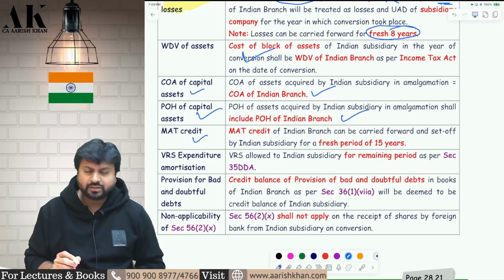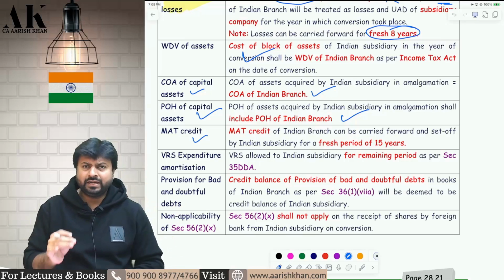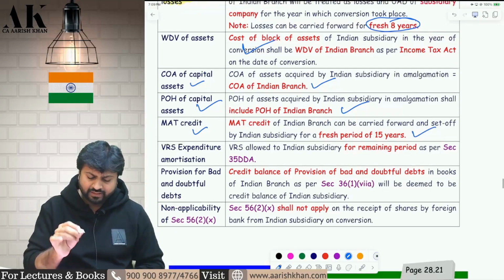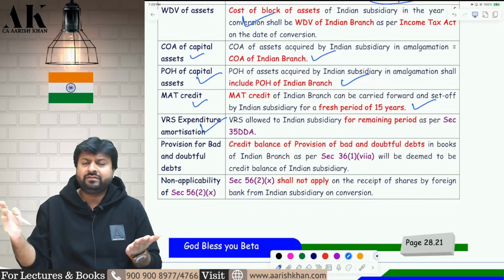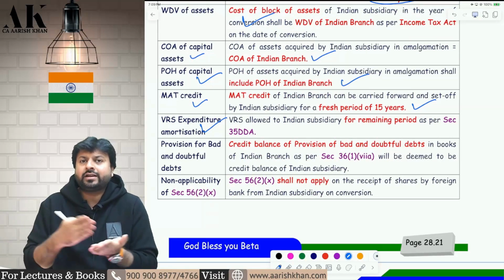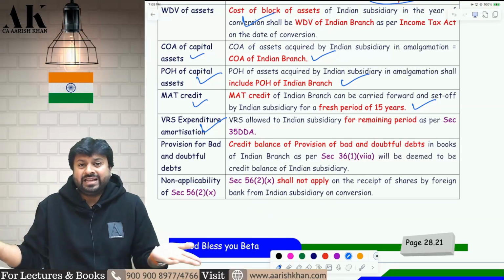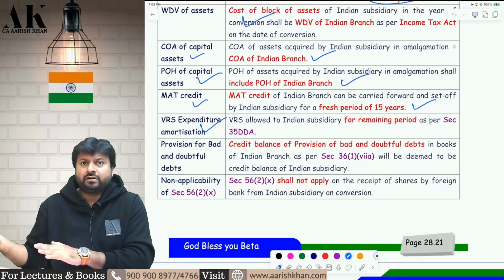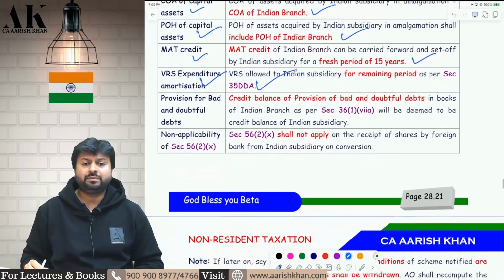Next one, what about the MAT credit? The MAT credit, whatever is lying with the branch, that will all be given to the company, and you can carry forward for another 15 years. Don't worry about it. What about VRS expenses? VRS expenses are apportioned over 5 years. If there is any balance period in 5 years, VRS expenses, voluntary retirement scheme expenses, are allowed as deduction in 5 years. If there is any balance left in that, whether that will be carried forward by the Indian subsidiary, yes, the Indian subsidiary can carry forward for the remaining period of years.